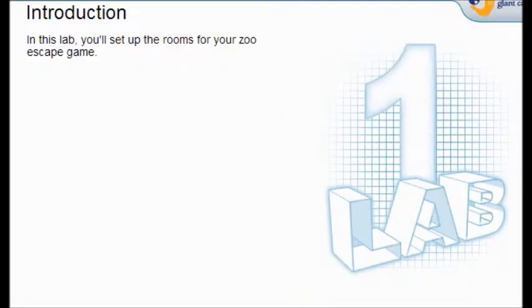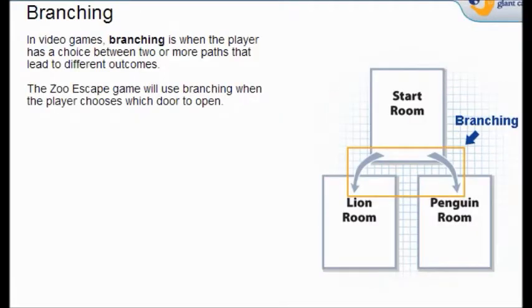In Lab 1 we're going to set up the rooms for our zoo game. As you can see, when we played this game, we had a choice. We could go into the lion room or the penguin room. This is called branching. When the player has a choice between two or more paths, it leads to different outcomes.